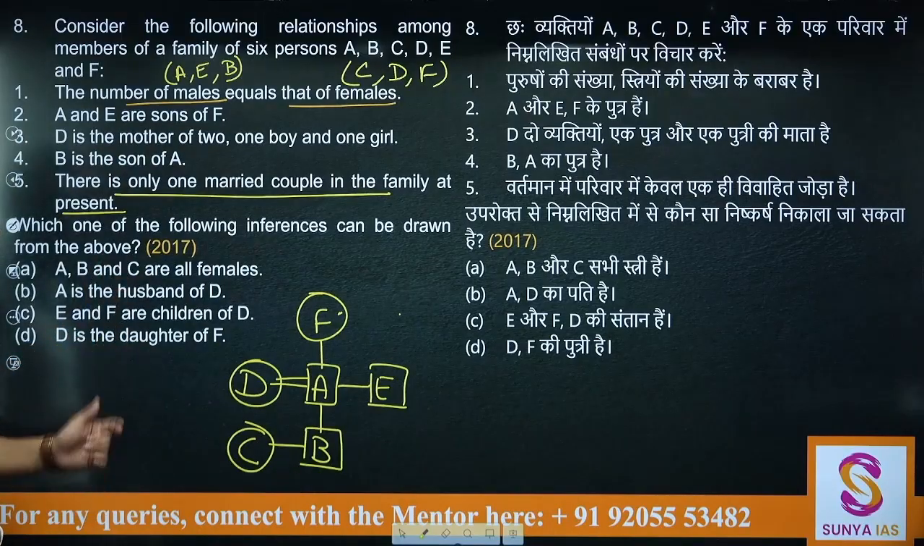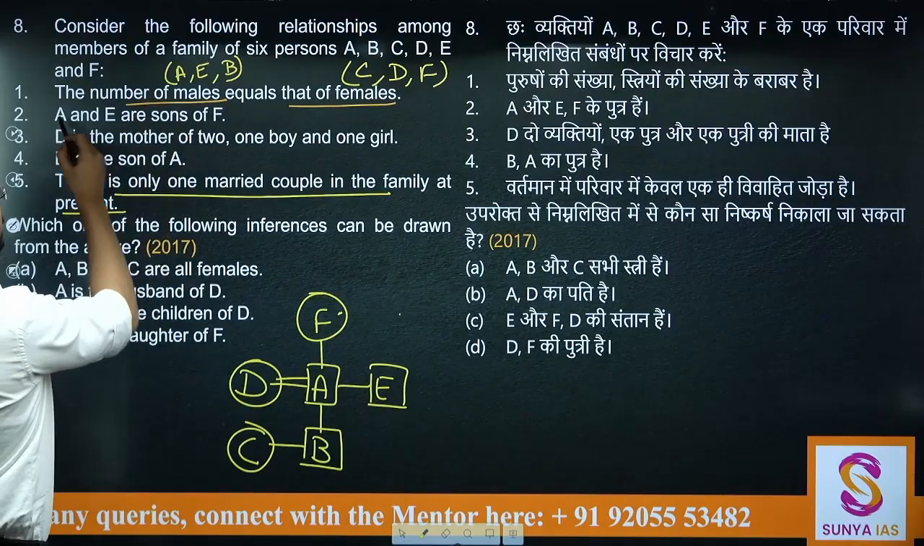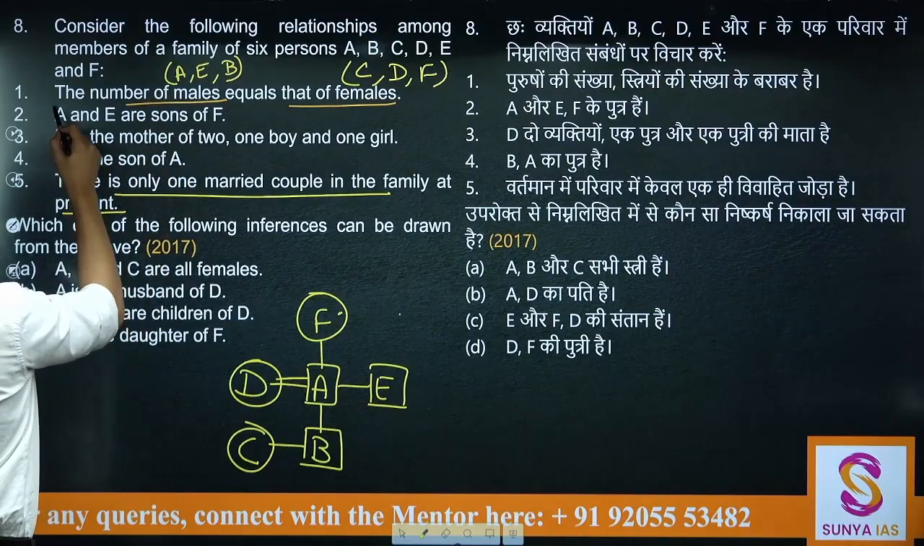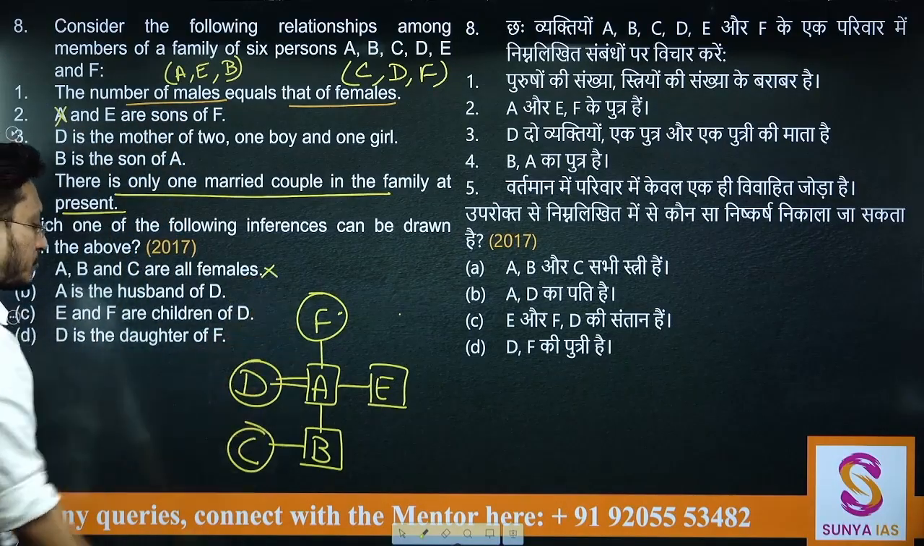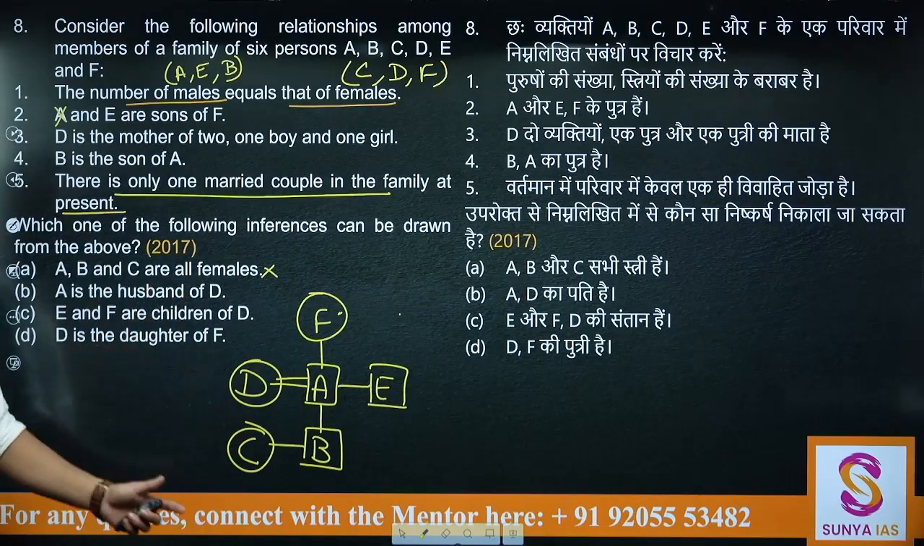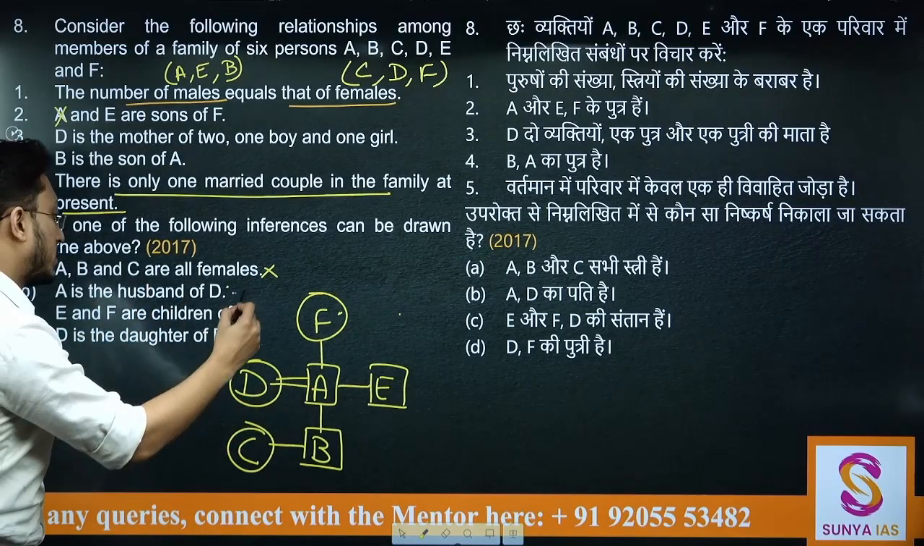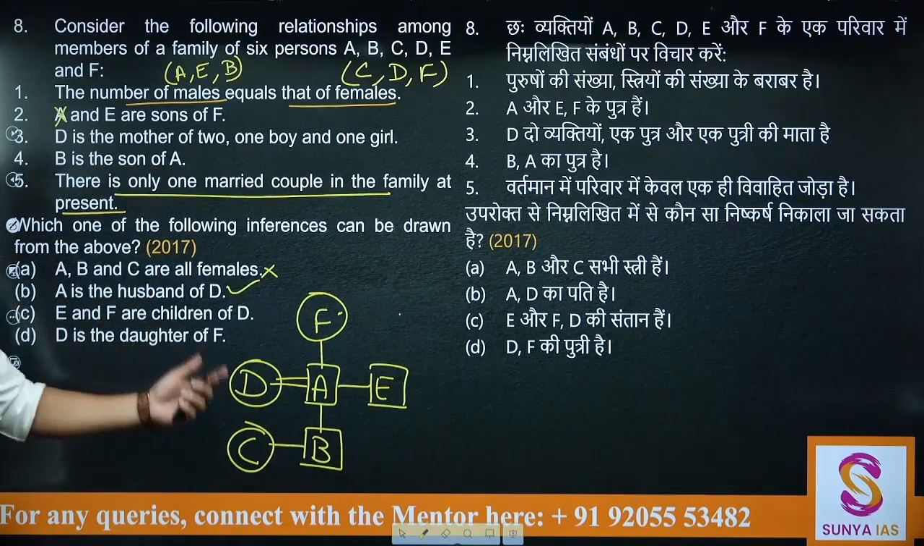Just see the inferences. A, B, C are all female. No, A is a male. You can see from here also that A is a male here. A is the husband of D. A is the husband of D. Yes, this is correct. E and F are children of D. No.